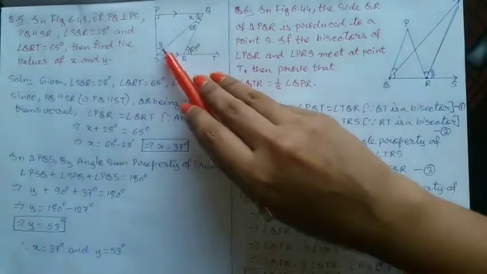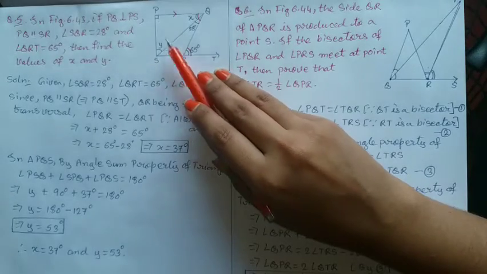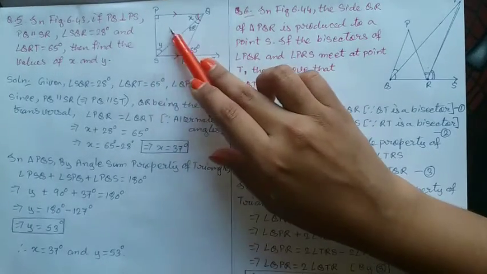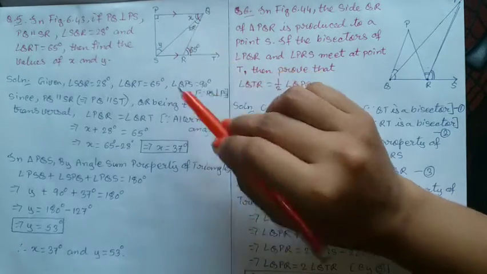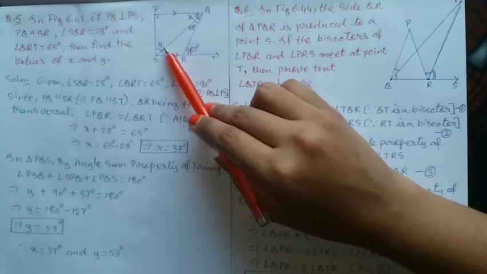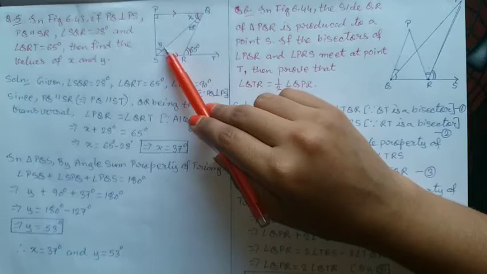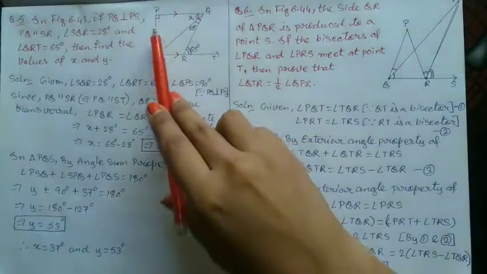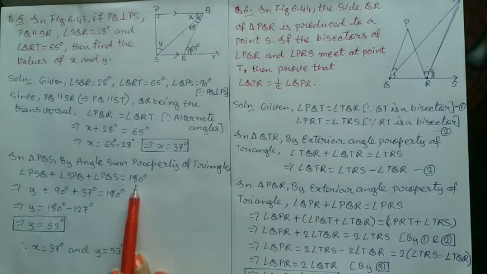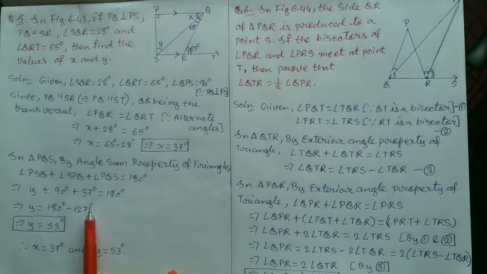Now next we will have to find out the value of Y. So what we can see is in triangle PQS, we know the value of angle P is 90 degrees. The value of angle X is 37 degrees. So using the angle sum property of a triangle, we can find out the value of Y. In triangle PQS, by angle sum property of a triangle, the sum of these three angles equals 180. Let's put the values. We have put the corresponding values, and now we will calculate, and Y comes out to be 53 degrees. So X equals 37 and Y equals 53 degrees. That is the end of question number 5.